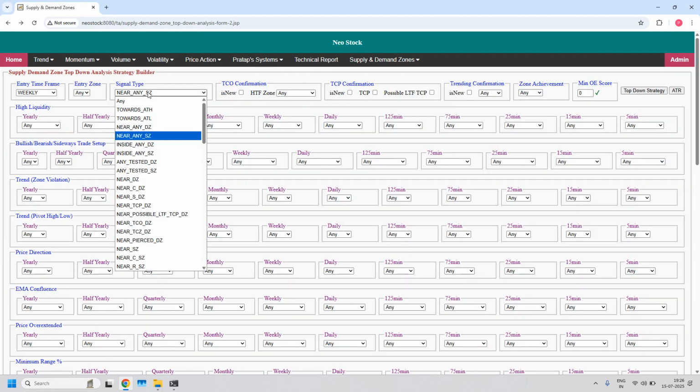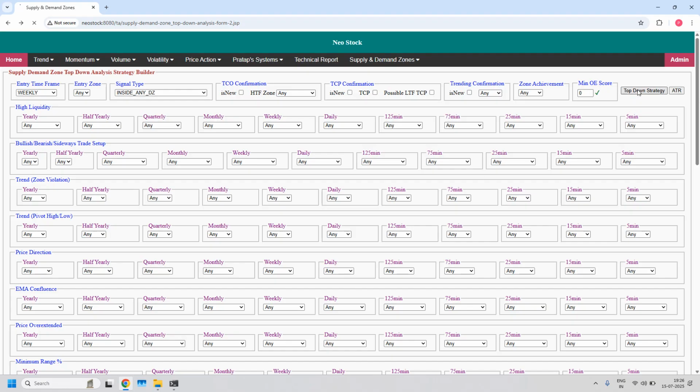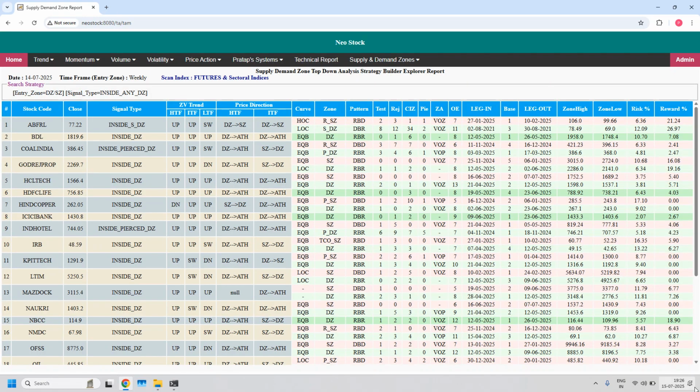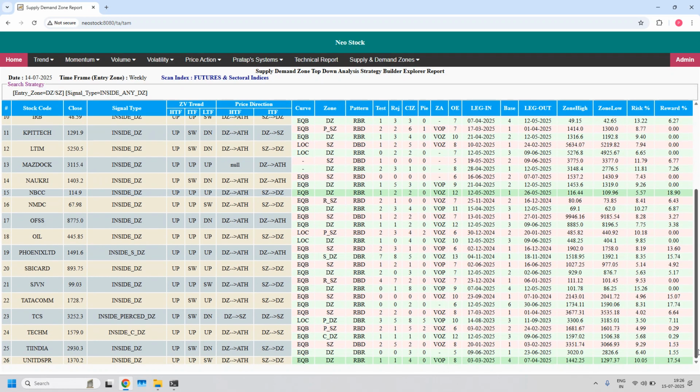Okay, next, price closed inside the weekly demand zone. First 17 stocks in the list. Scrolling the list down. Total 26 stocks are filtered.